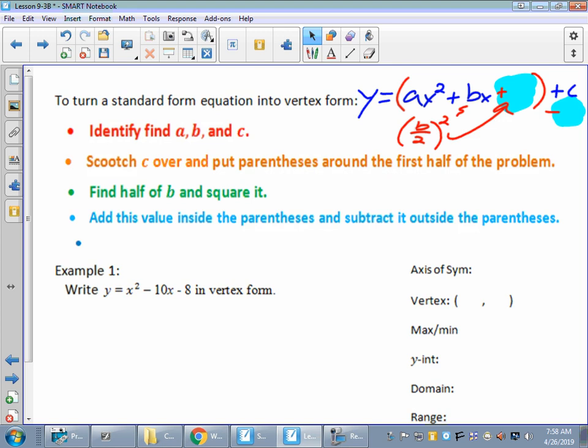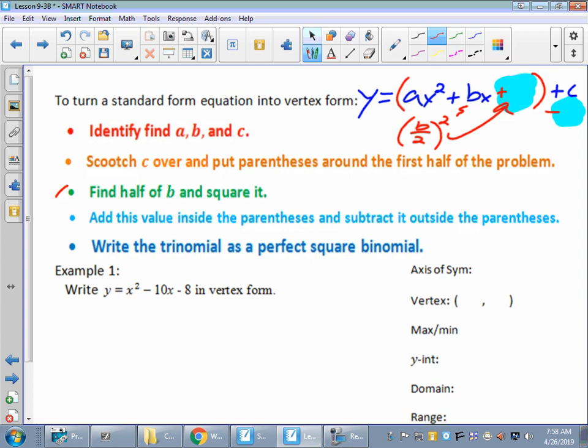Okay, and you'll understand why once we use some real numbers. Just follow along at this point now. And then write the trinomial as a perfect square trinomial. Or excuse me, perfect square binomial. Okay? So again, the key are these last 3 steps here.